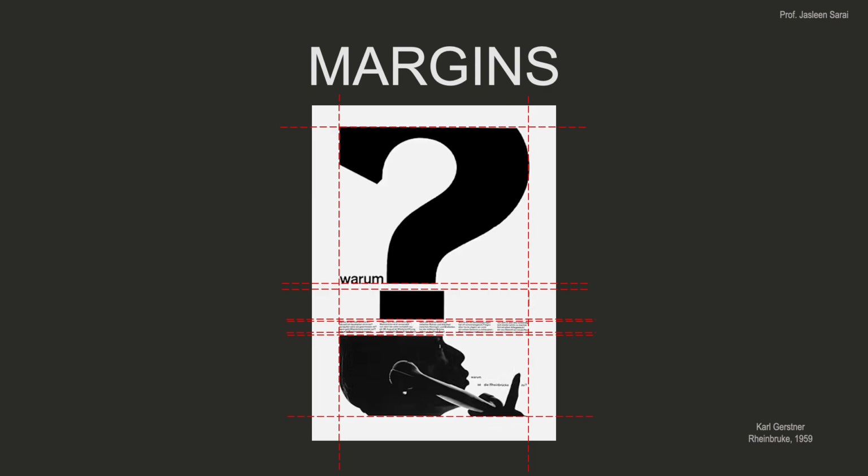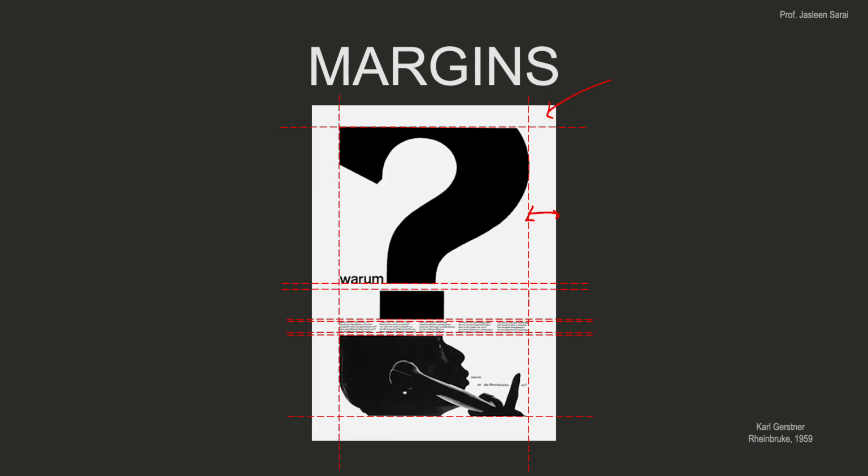Then we have margins. A lot of this works if you have a bunch of elements going on in your design. So of course there are borders like we talked about: top, bottom, left, and right. You can make them the same width all around, or you can vary them. Or you can make the top and the bottom the same thing, the left and the right the same thing. All of these little decisions can have a great impact on your design.